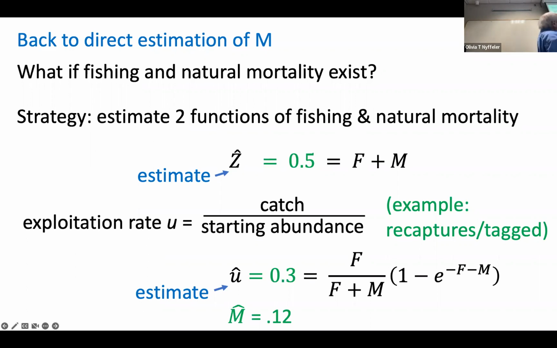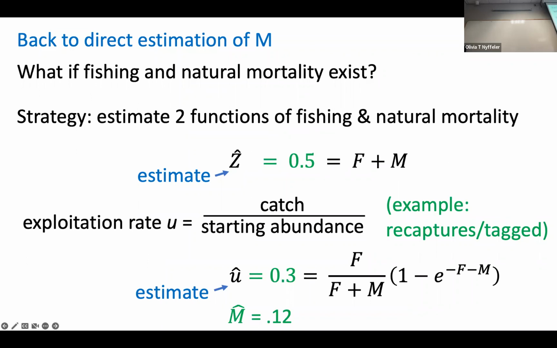So generally, if fishing mortality is not zero, then the strategy is to estimate two functions of fishing and natural mortality. So one is, if you can estimate the total mortality rate from, say, a catch curve, you would say, okay, I've done my catch curve, Z is 0.5, and that's estimating F plus M, but I don't know what F and M are. And then if you estimated the exploitation rate, U, that's catch divided by starting abundance. You could estimate this, for example, if you tagged 1,000 fish and you had people at all landing points to see all the fish coming back in, and you saw 300 fish were caught out of 1,000 tagged. So that's estimating that 30% of the fish were caught.